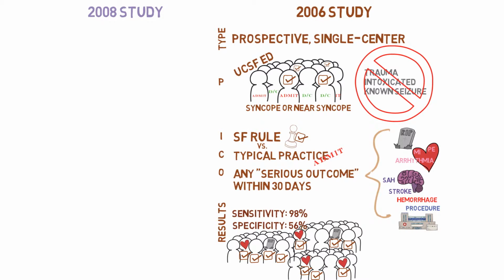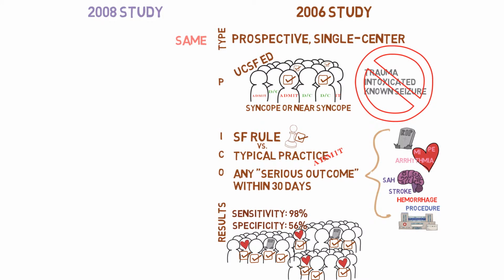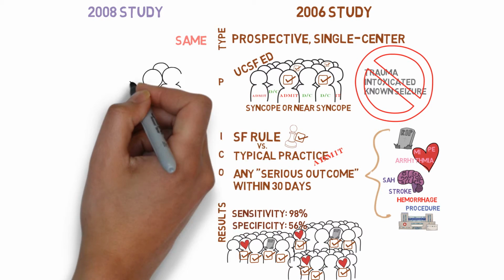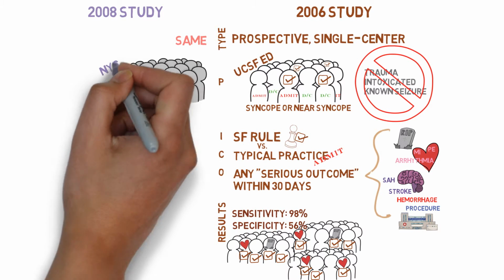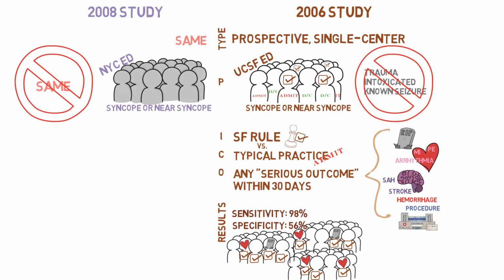The study tried to replicate the original almost exactly. It was another prospective, single-center, observational study. They looked at patients presenting to their New York City ED with syncope or near syncope between January of 2005 and December of 2006. They used the same exclusion criteria, and they were examining the same intervention and control.